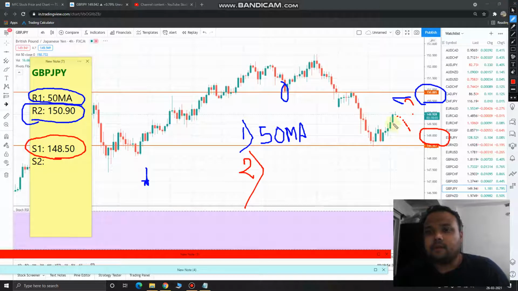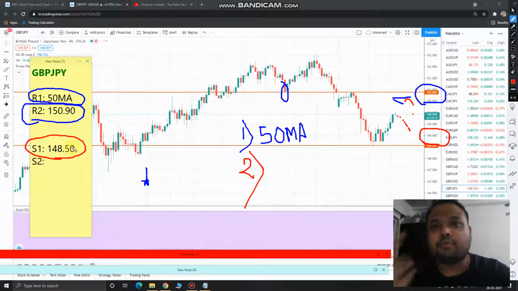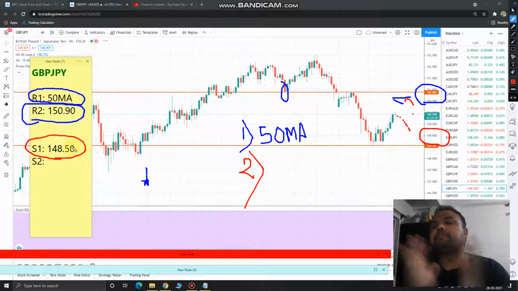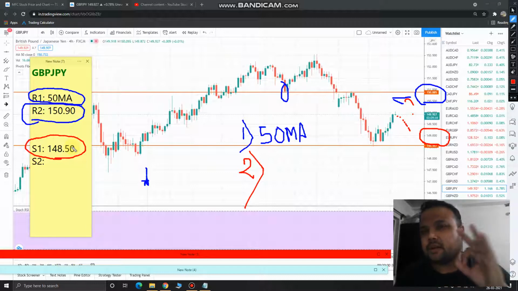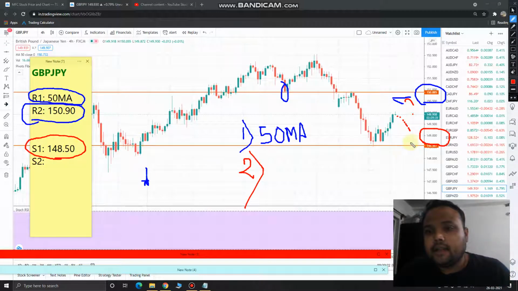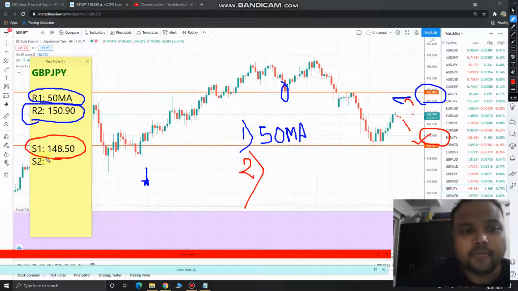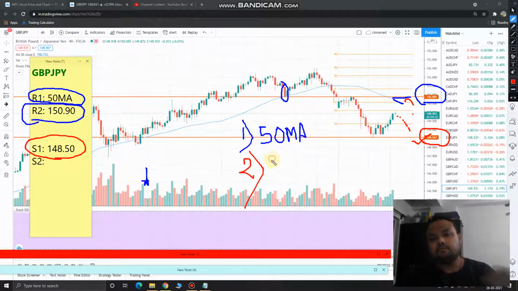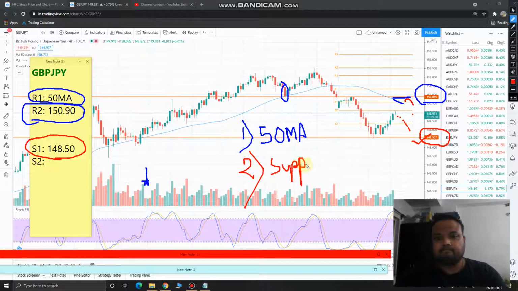If you see that this 148.50 is still providing the required support to the market, and price is about to bounce back from here, and you get some price reversal pattern like a hammer or a bullish engulfing pattern, once you get the confirmation that yes, this is a valid support for the market, then you can go ahead and buy above this line, or above the support. So these are the two price points that you can look for in GBP JPY.